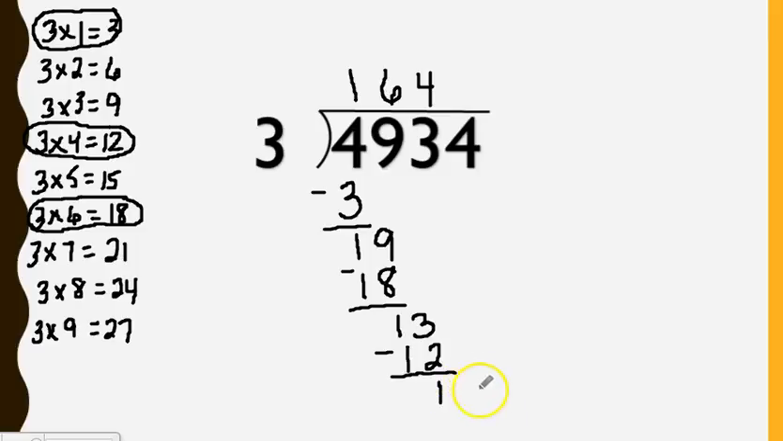All right, now I'm going to bring down that last number of 4. So how close can I get to 14 without going over? That one's 15. That goes over, so I'm going to have to use this one again. Another 4. Bring that down here. And I have a remainder of 2.